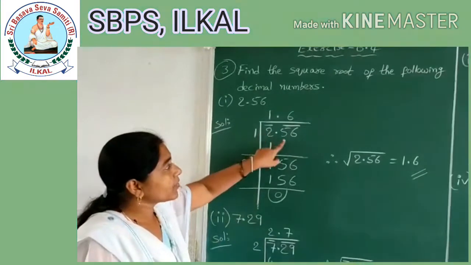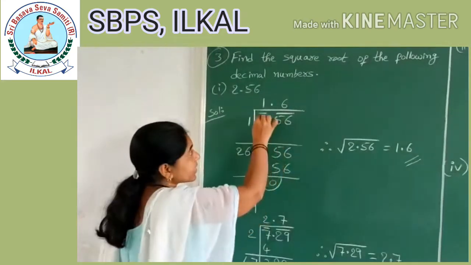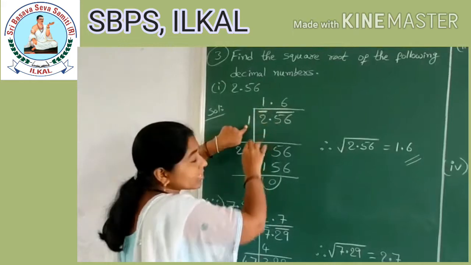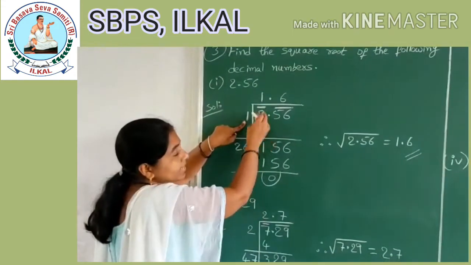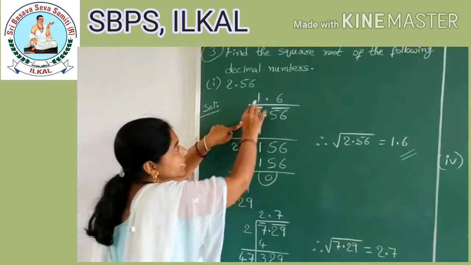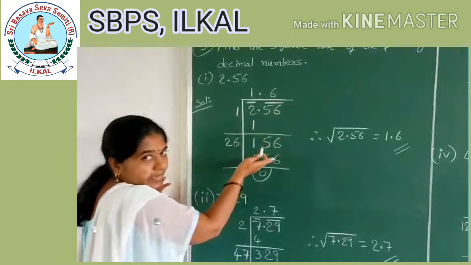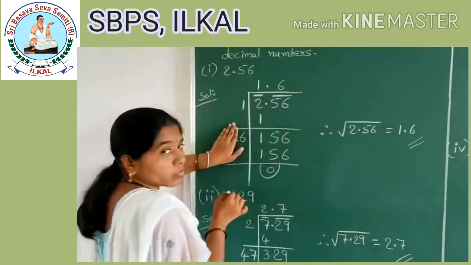Then 2.56. It is a decimal part. Only 1 digit answer we will get for the decimal part, and 1 digit for the whole number part. First, 1 ones are 1. Only square numbers we have to take. I can't take 2 twos are 4, children, it will be greater than 2. For that reason, 1 ones are 1. 2 minus 1 is 1. Next, 2 digits at a time we have to consider, that is 56. 1 plus 1 is 2.